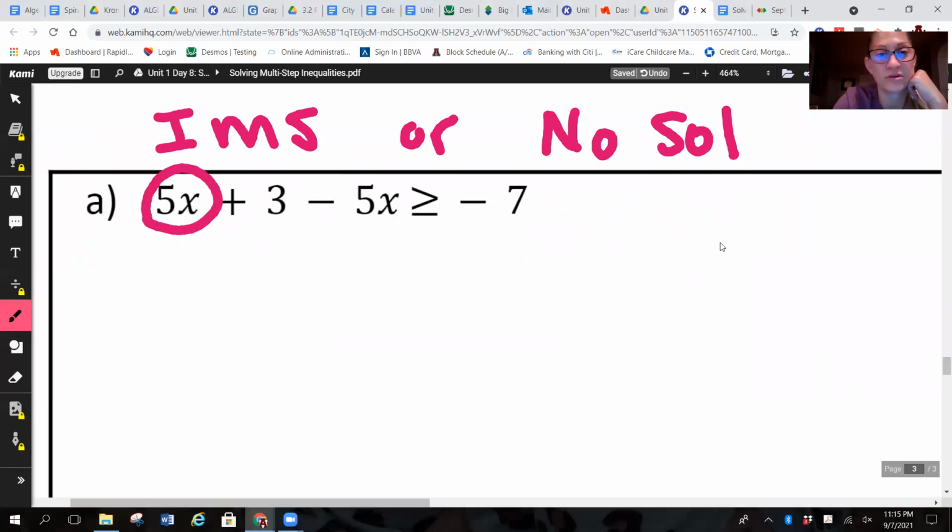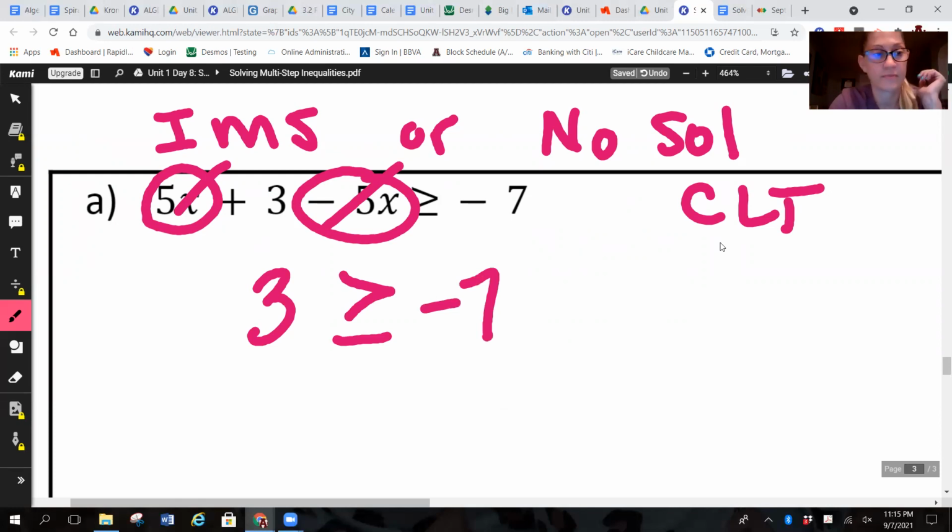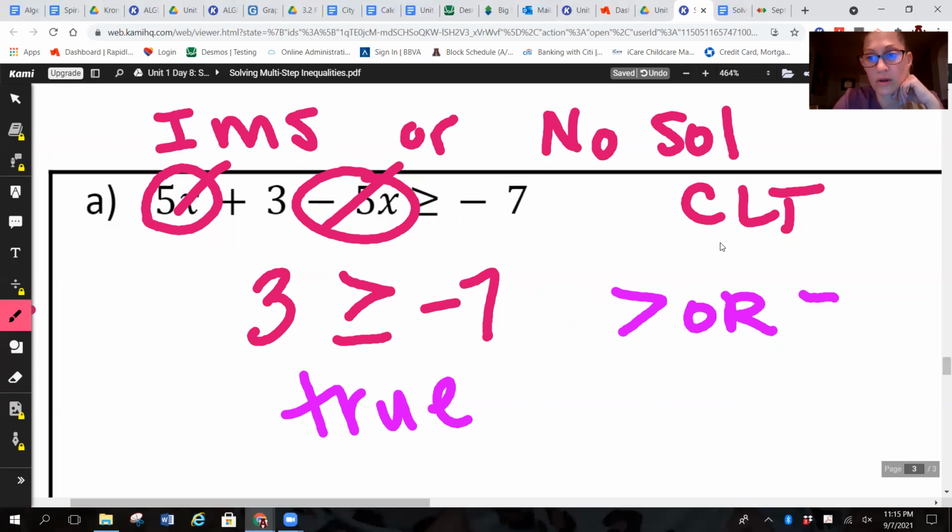First, I'm going to combine like terms. These are on the same side. 5x's minus 5x's is 0. I am left with 3 is greater than or equal to negative 7. Well, this is true. 3 is greater than a negative 7. Now remember, this says greater or equal, so it could be greater or it could be equal. Because 3 is greater than negative 7, it's true.